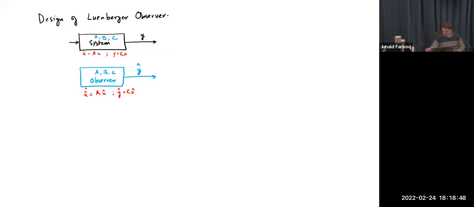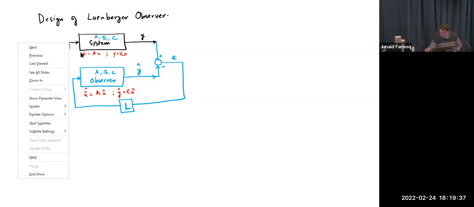So that's your observer. Now, if you subtract the outputs here, so let's say there is a subtractor here, which is doing y minus y hat, then you generate an error signal, and that error signal is fed back into the observer using a gain vector L. Okay, so that's your observer design.